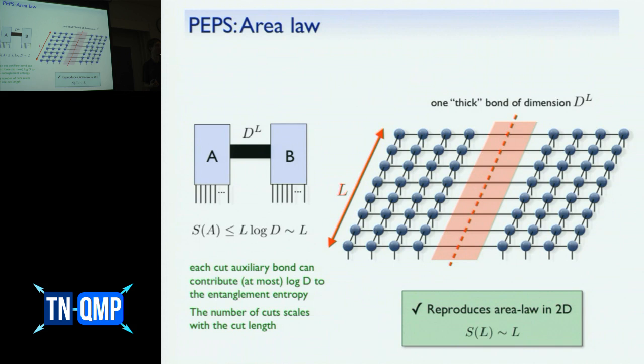Okay? Or in other words, as we mentioned before, whenever you cut a bond, this can contribute at most log D to your entanglement entropy. And here the trick is that the number of bonds you cut is exactly given by the length that you cut. So this reproduces an area law in 2D in a very natural way.